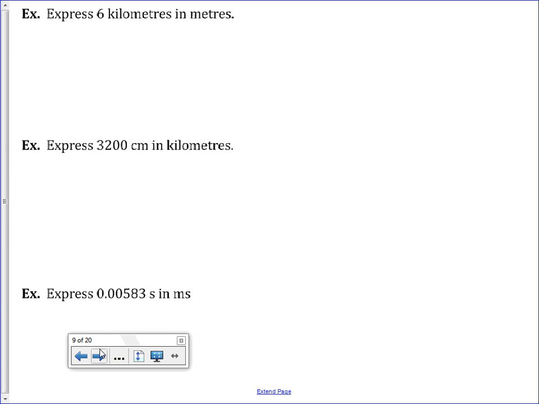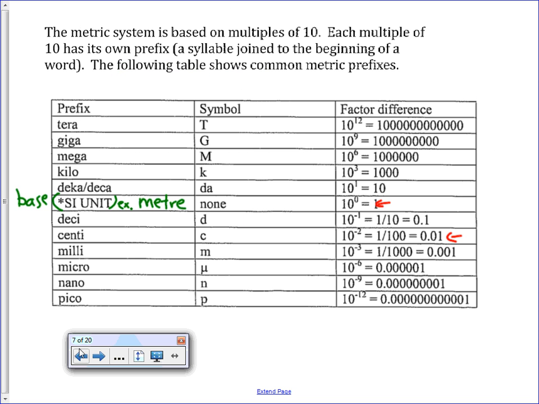In the second example, we're asked to express 6 kilometers in meters. So once again, we take our number, in this case we have 6 kilometers, and we're being asked to convert that into meters. If we go back to our conversion chart, we start with our units of meters here. Here are our kilometers. So for every 1 kilometer, we are going to have 1,000 meters.